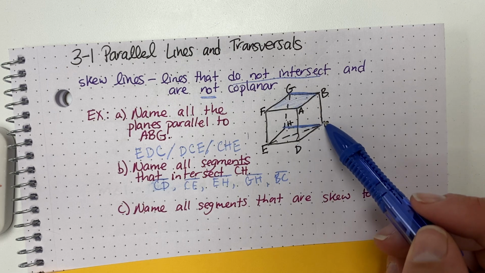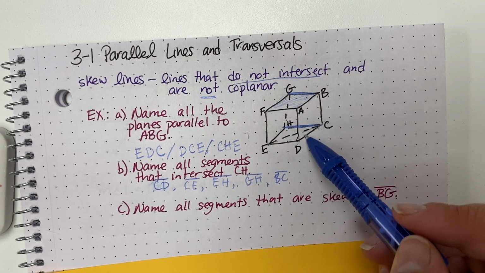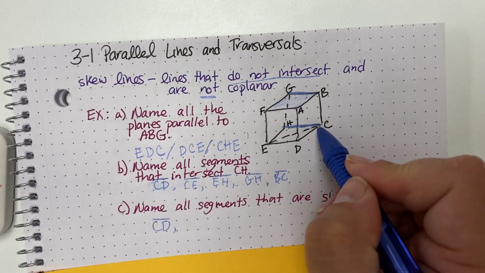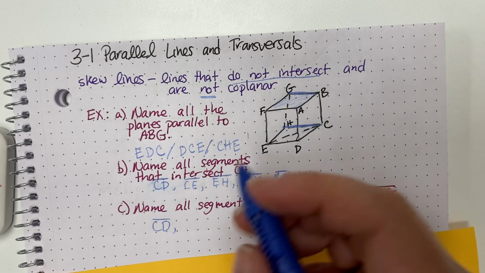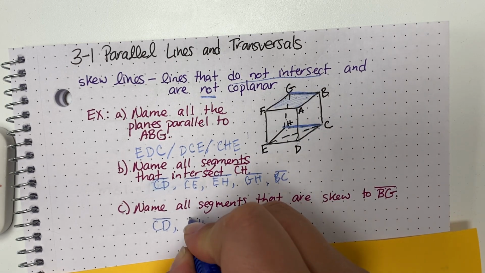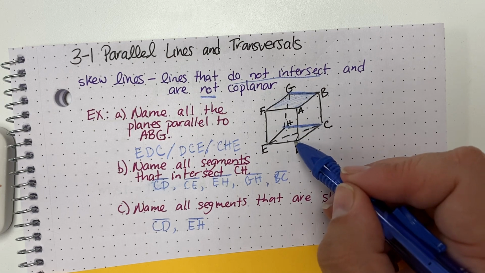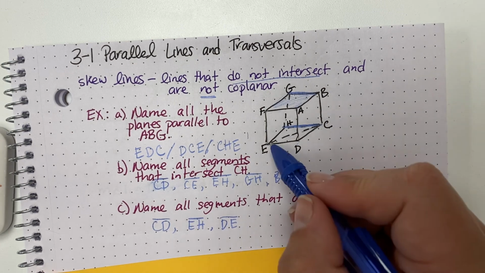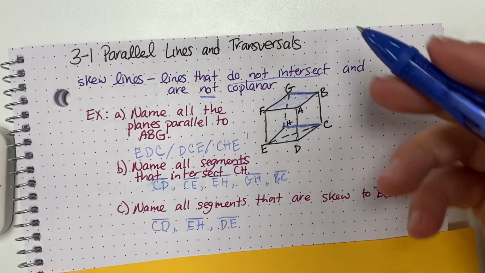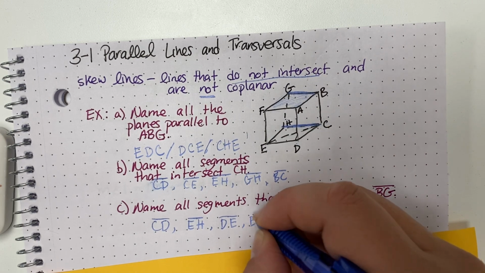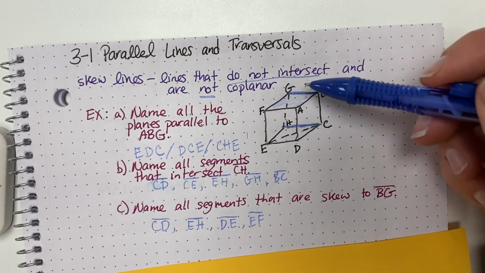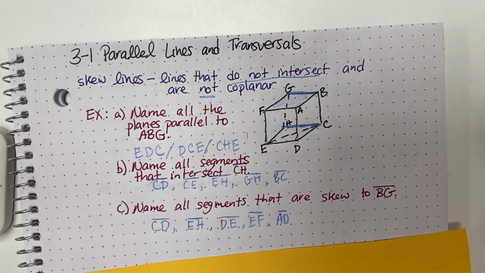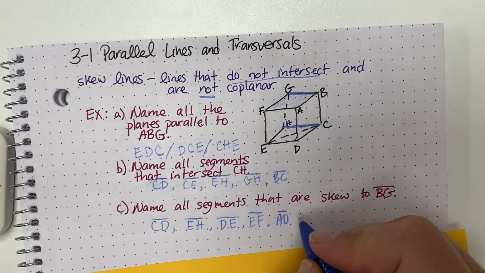But like right here, DC or CD, that one is going to go like underneath it. So that one works for a skew. Okay, same right here on the other side, EH. Not going to intersect, not on the same plane. ED, or let's call that one DE. We said alphabetical. DE. Over here, EF. That one goes on this side, not back there with that one. So that means AD also counts. AD. And it looks like right here, CE will also.